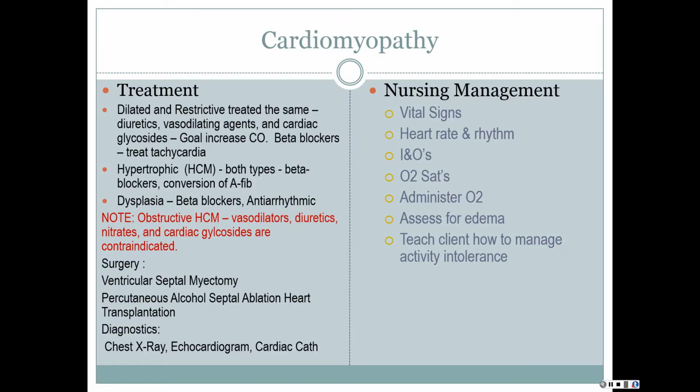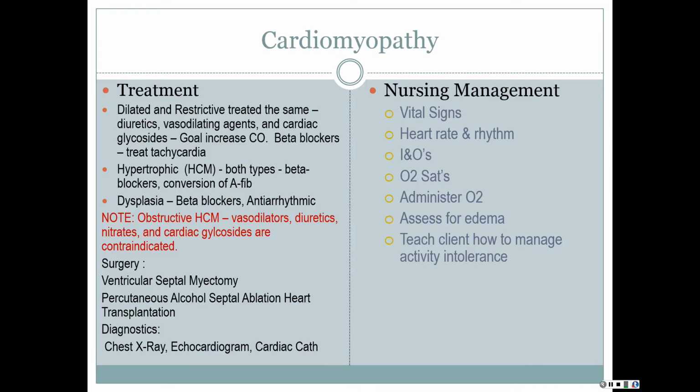For the hypertrophic, both types, the blocked and the obstructed and unobstructed, we're going to give beta blockers and convert them if they're in AFib, to see if we can get them to convert either with drugs or cardioversion. Remember, I said that for obstructive hypertrophic cardiomyopathy, we do not use vasodilators, we do not use diuretics, we do not use nitrates, and we do not use cardiac glycosides. Those are contraindicated in the obstructive cardiomyopathy.